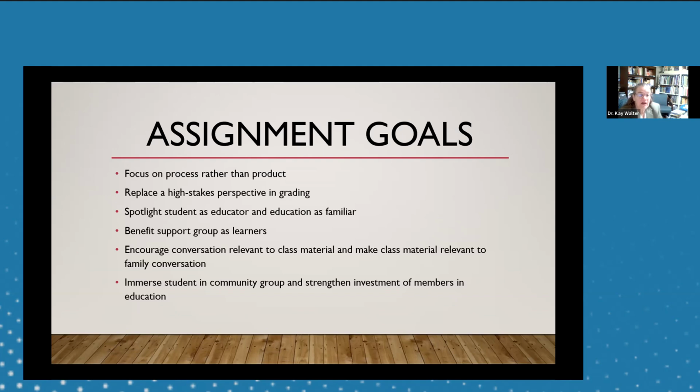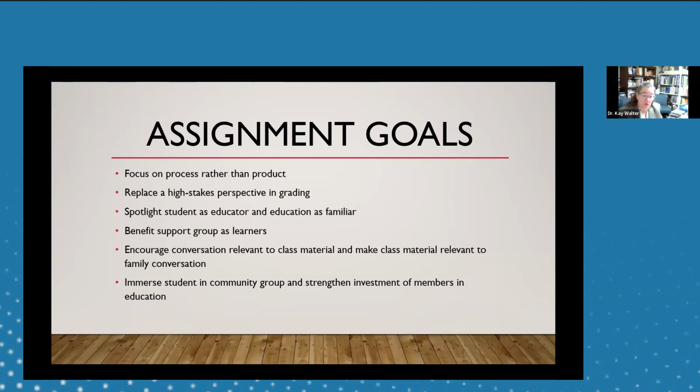It replaces a high-stakes perspective in grading with something that encourages them at the level they feel more comfortable with, their own support network. It spotlights them as educators. And so suddenly they're not just students anymore. They become the teacher. It's their job to share. And it spotlights education as something familiar and not suspicious and dangerous. So their support network begins to see education as something they can encourage and relate to in their family.